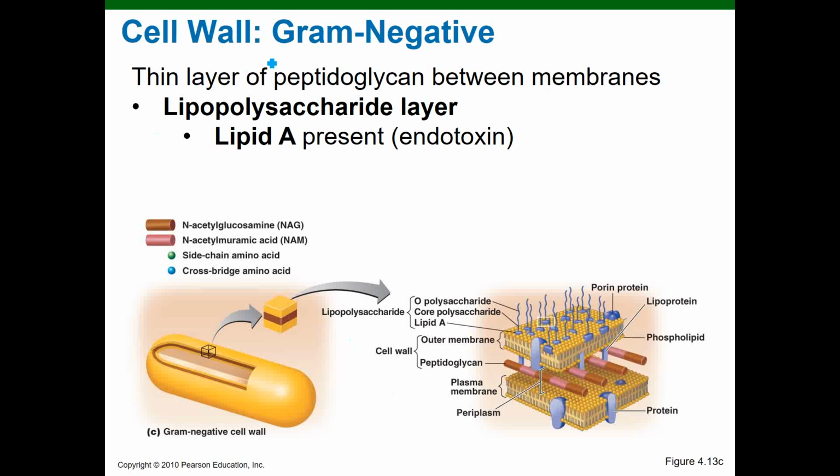All right, gram-negative bacteria also have peptidoglycan in their cell walls, but it's only a small portion of their cell wall, and it's actually sandwiched in between two lipid layers, right? So you have the plasma membrane on the inside, a thin layer of peptidoglycan, and an outer lipopolysaccharide layer of lipid.